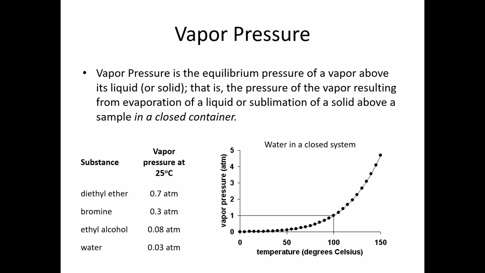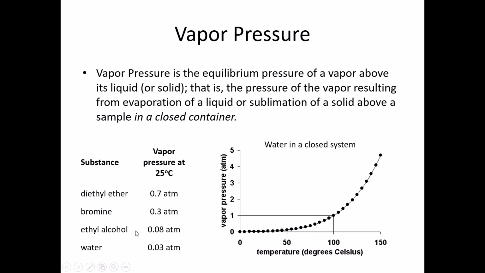But it's not a linear relationship. It's normally an exponential relationship. And it varies depending upon the intermolecular forces. Now we know water has hydrogen bonding, which is a fairly strong intermolecular force. So if we compare that to other chemicals at the same temperature, we can see the difference in vapor pressure. Water is down here at the bottom with the least amount of vapor pressure.